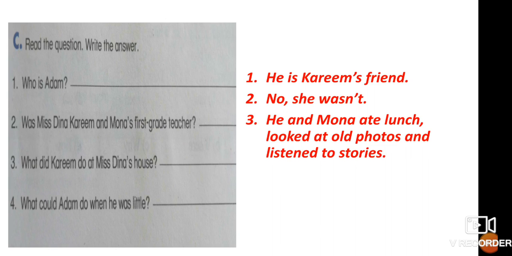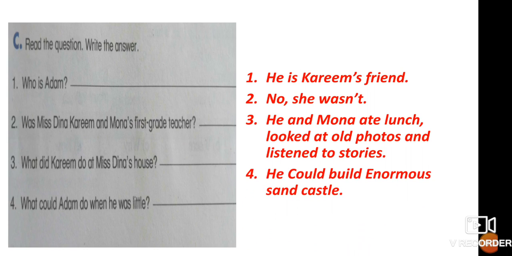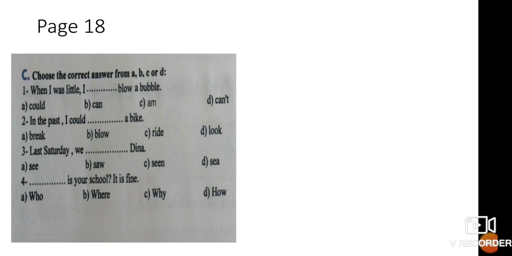The number 4, the last question. What could Adam do when he was little? He could build enormous sand castles. Again, he could build enormous, as we said before, enormous means very, very big. Enormous sand castles. Okay?